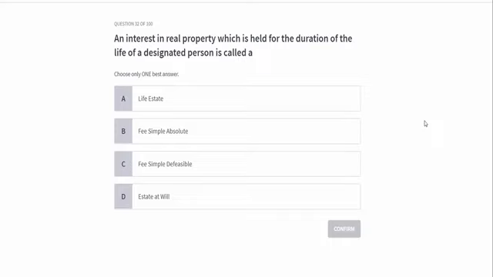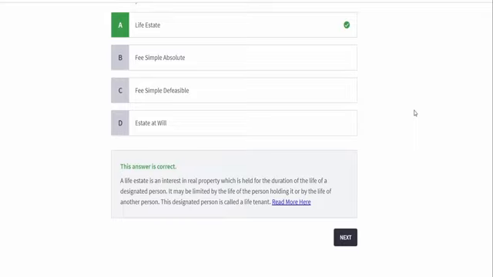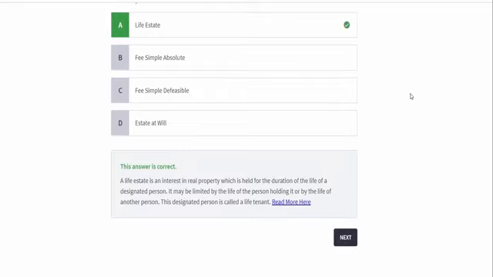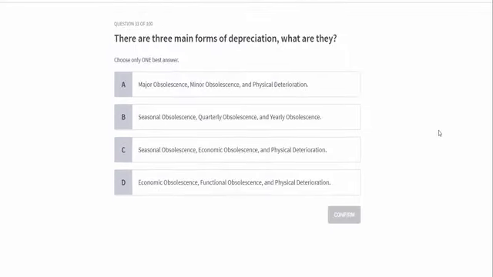Again, remember earlier I was talking about don't overthink these problems. When we're talking about life, or a designated person for life, we're talking about the life estate. So a life estate is an interest in real property which is held for the duration of the life of a designated person. It may be limited by the life of the person holding it or by the life of another person, but that designated person is called a life tenant. So again, don't overthink these ones. It practically gives us the definition in the problem. So just remember your definition, remember your flashcards or however you study your vocab words, and just know, oh yep, it's a life estate. Simple as that. All right, 33.